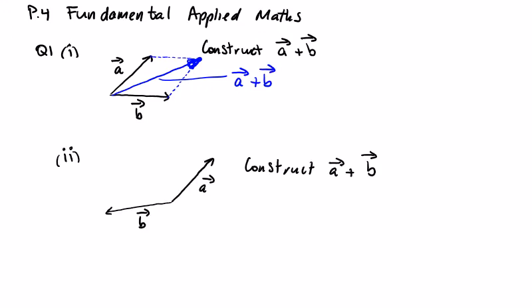So again, we're asked to construct A plus B from the tip of A, parallel to B, from the tip of B, parallel to A. Got my point. Where the two lines meet, construct your vector.